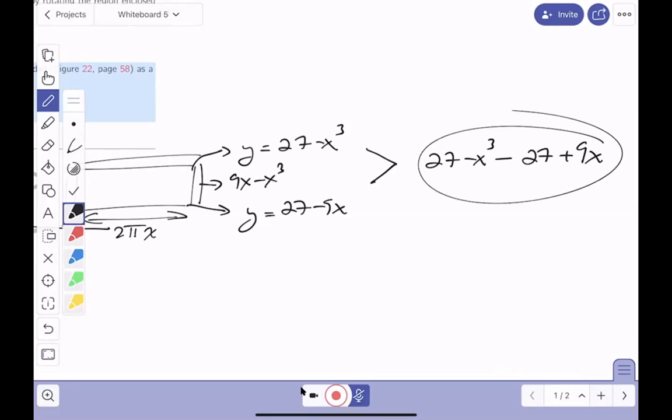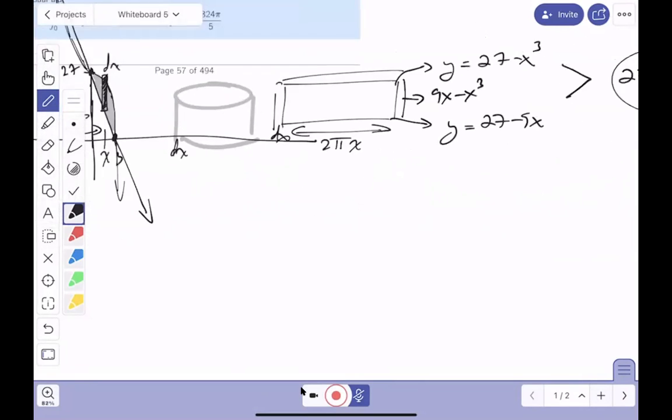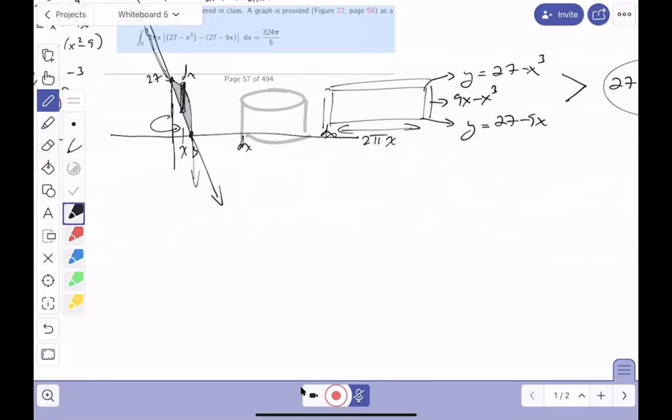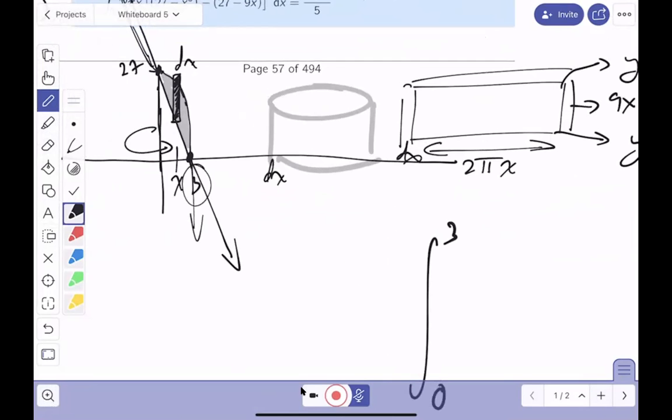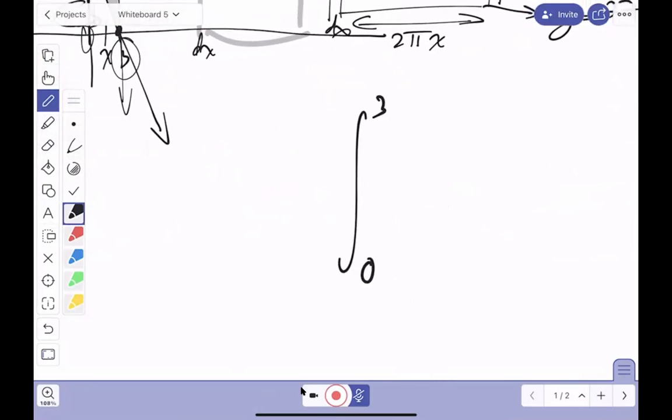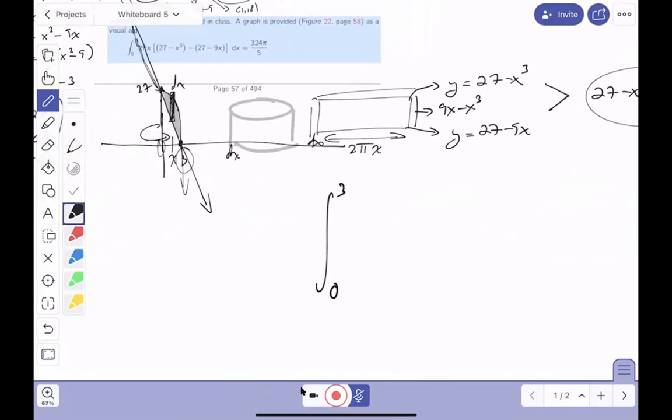All right, so we simply get 9x minus x cubed. I'm ready to put my integration down now. All right, what was the toughest part of this problem for me? Putting a graph down. So my x's are going to go from 0 to 3. I'm looking at my graph to do that, by the way. This is number 3, and this is 0. And now I'm going to put down 2 pi x.